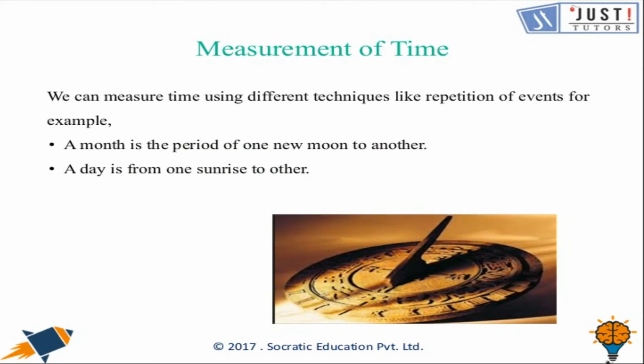Now we come to the measurement of time. We can measure it using different techniques. When we talk about a month, it's basically the period of one moon to another, or when we talk about a day, it's from one sunrise to the other. But if we have to measure precise and short intervals of time, we use clocks and watches, which are instruments that we use nowadays to measure time.